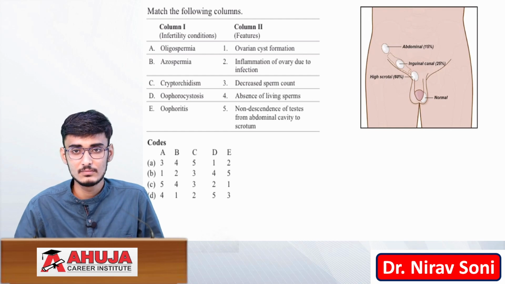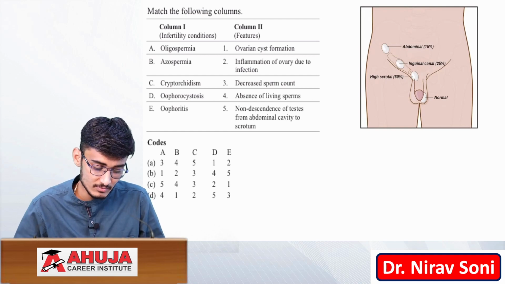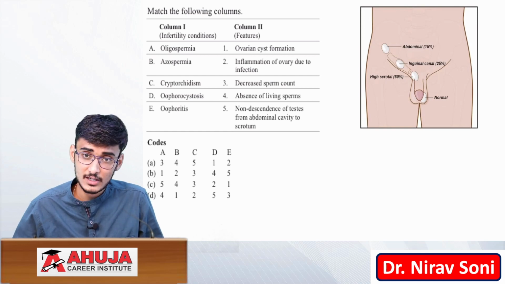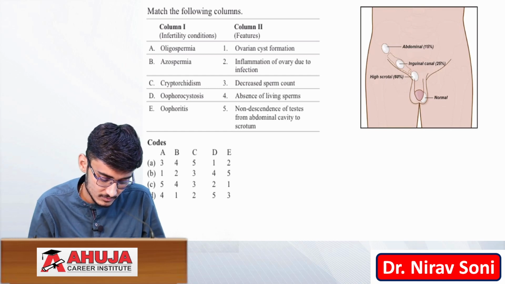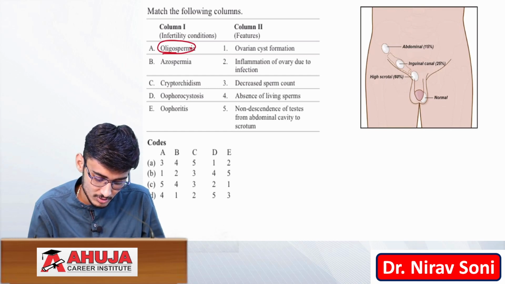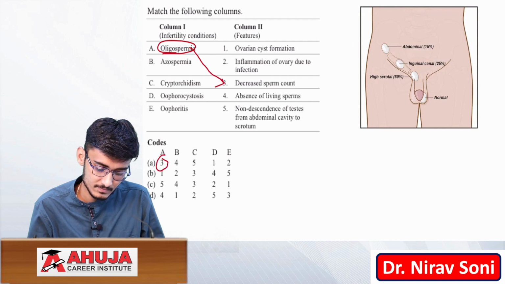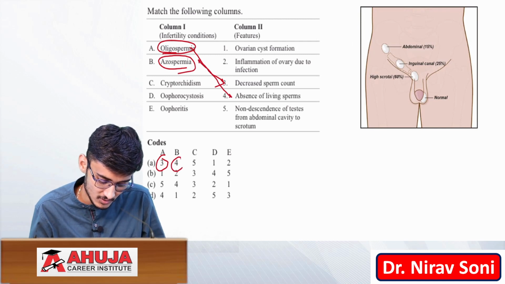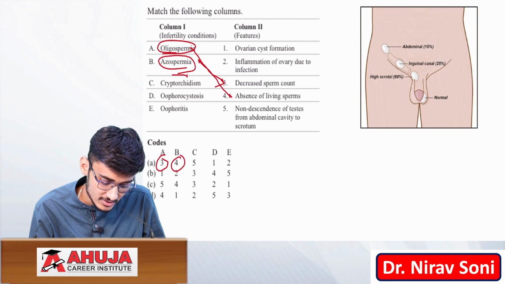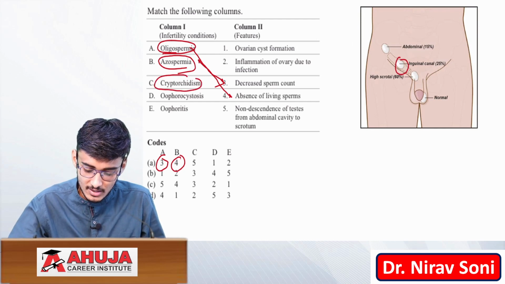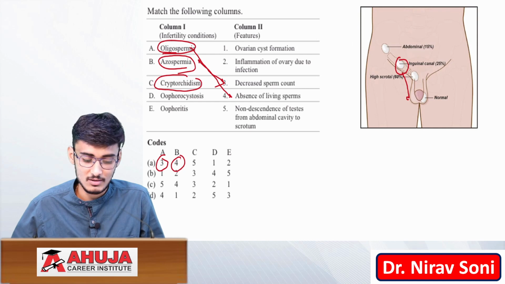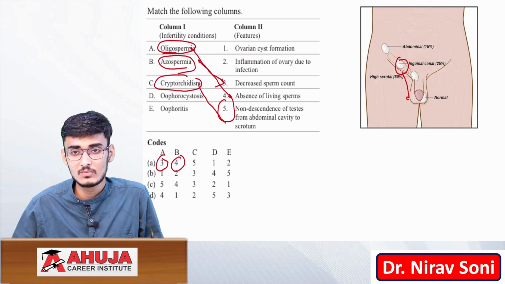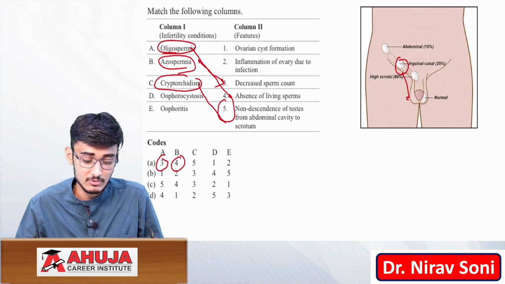Match the following columns: oligospermia, azoospermia, cryptorchidism, oophoritis and so on. So what is the correct option? Oligospermia, decrease in the sperm count. Option A, which containing 3. Azoospermia, absence of living sperms. Cryptorchidism, this is called testis does not descend in the scrotal sac. Option C, which containing the correct option in column 2, 5.